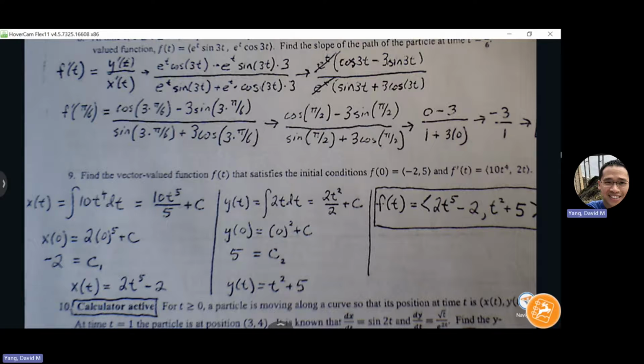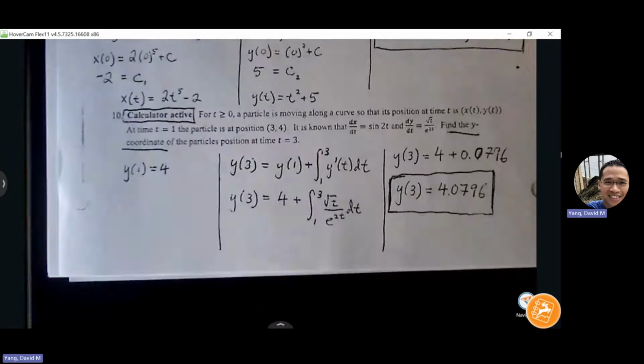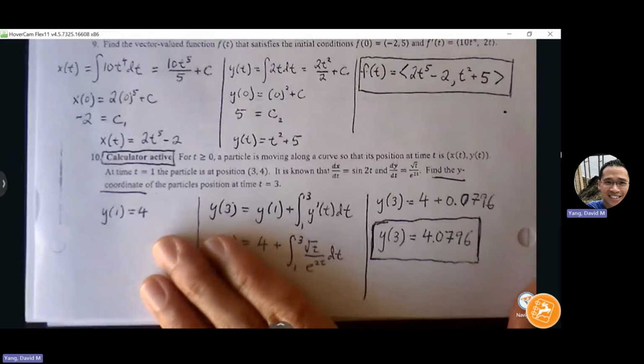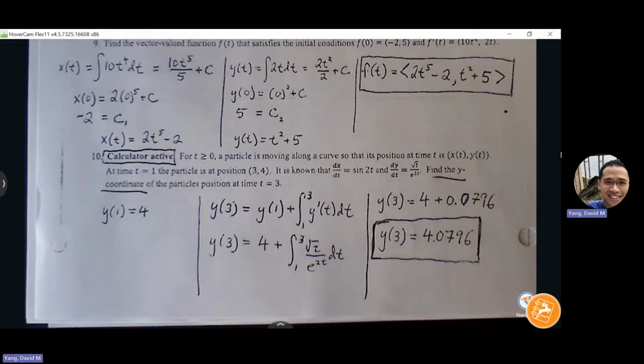Yeah, for number 10. In the question, it already tells me the y coordinate, or is that not the y coordinate? 3, 4. So, okay, here is the distinction. It says that at time t equals 1, 3, 4, but this is at time t equals 3, which is going to be at a different position. Oh, I confused x with t. Right, yeah. X and t.